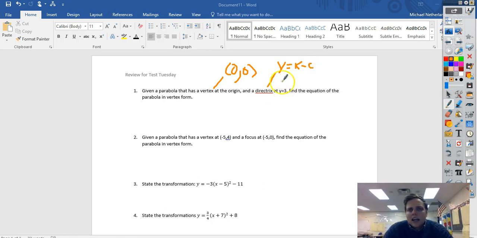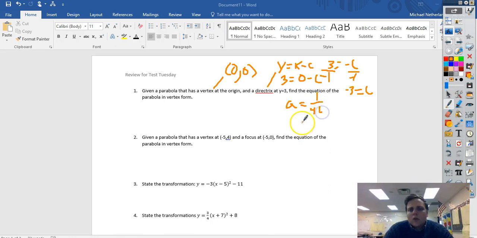So then I can say 3, because it says y equals 3, so I can replace y with 3, is equal to 0 minus c, because I know the vertex (h, k), so I know k must be 0. So I know 3 is equal to a negative c. Divide both sides by a negative 1. And so then I know that negative 3 is equal to c. So then something else to remember is that we learned earlier on that a is equal to 1 over 4c.